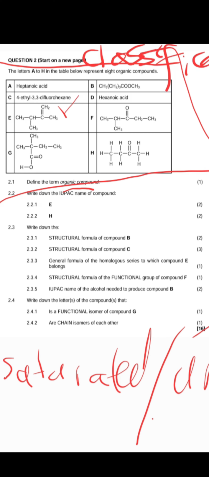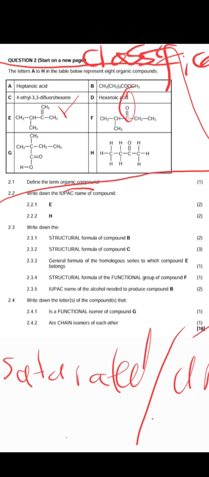Do not confuse that with F. For instance, in F, there is a double bond, but it is between carbon and oxygen. So we may not consider it as being unsaturated. So the double or triple bonds must be between carbon and carbon. So let us know how to classify saturated compounds versus unsaturated compounds.